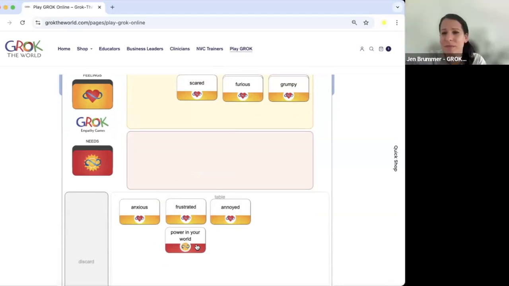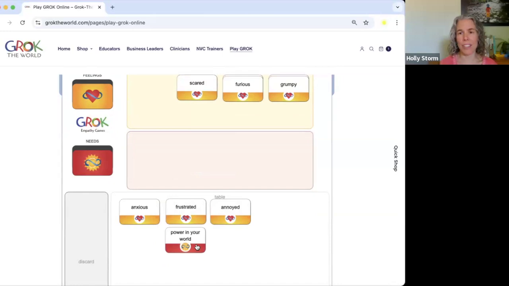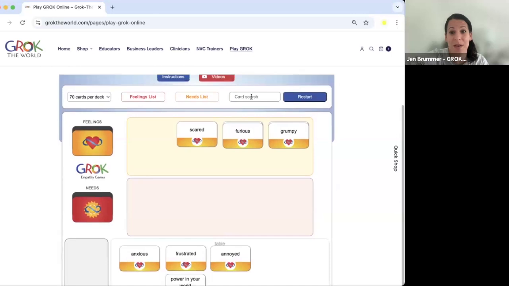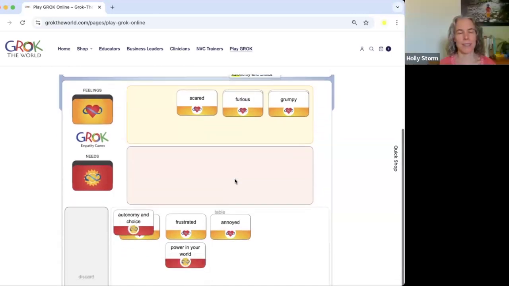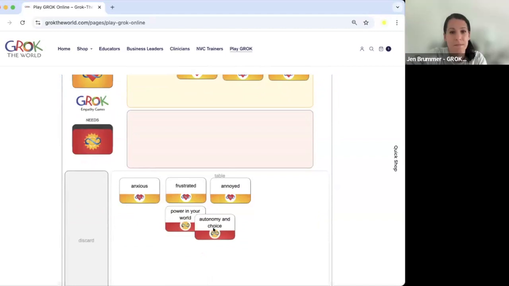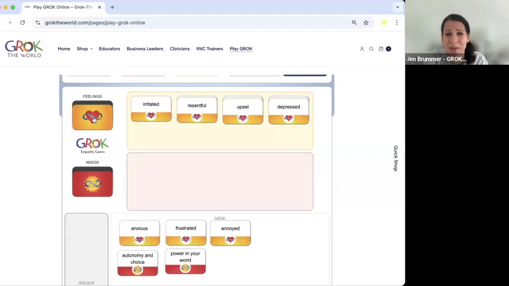Maybe this work isn't easy for them and they're feeling challenged, or it's too easy and they don't feel it's worth their time, and they want a choice around how they spend their time. Yeah. Maybe autonomy, right? Autonomy and choice. Yes. Maybe resentful that they have to be doing something that they don't want to be doing.